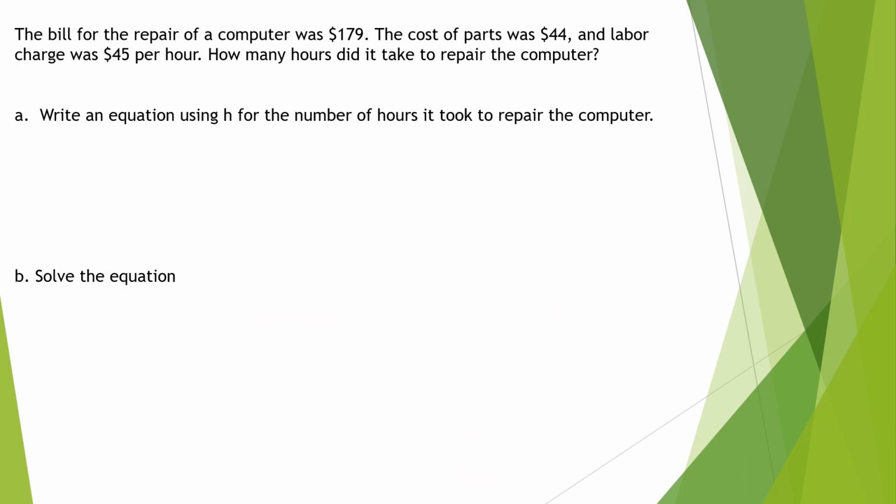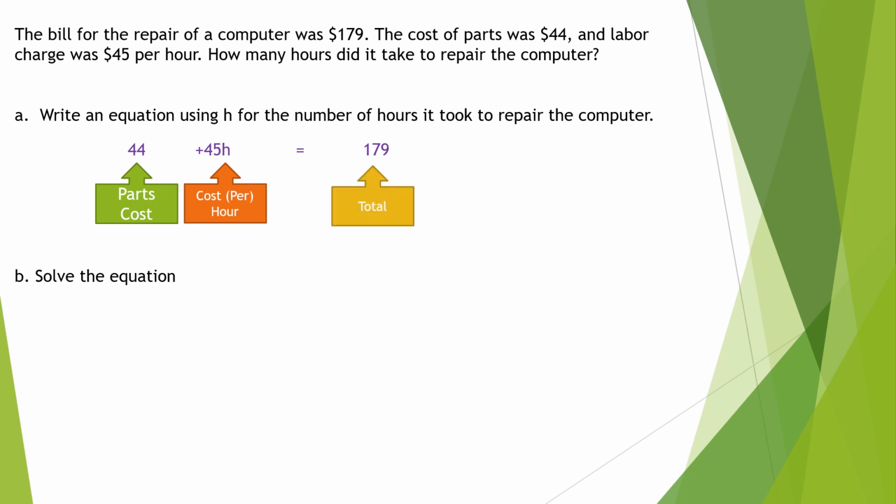The bill for a repair of a computer was $179. The cost of parts was $44 and the labor charge was $45 per hour. How many hours did it take to repair the computer? Write an equation using H, the number of hours it took to repair the computer. So we've got 44 plus 45H equals 179. $44 is the parts cost plus the cost per hour equals the total cost.